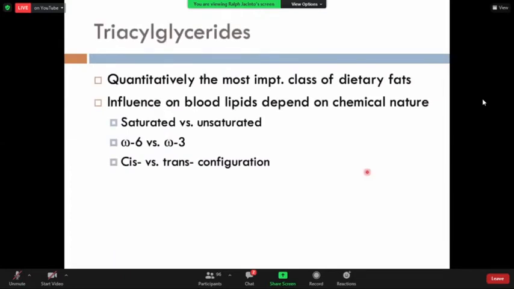Okay, so you have your TAGs or triacylglycerides. This is the most important class of dietary fatty acids. Remember that triacylglycerides are your esterified forms of your fatty acids. So you have your glycerol and then you have your fatty acids attached to it. Now, the more important aspect of your triglycerides would be the fatty acids, its component. So remember, you have your saturated versus unsaturated fatty acids, omega-3 and omega-6 fatty acid, and then the cis and trans configuration.